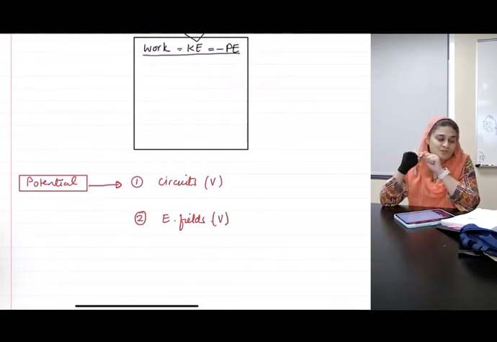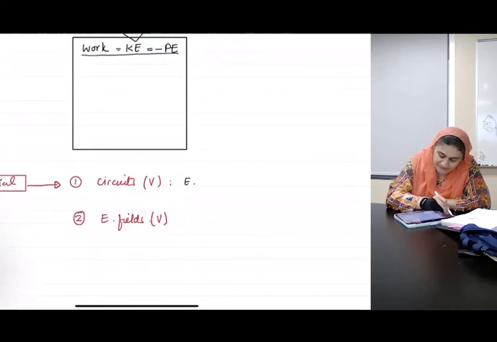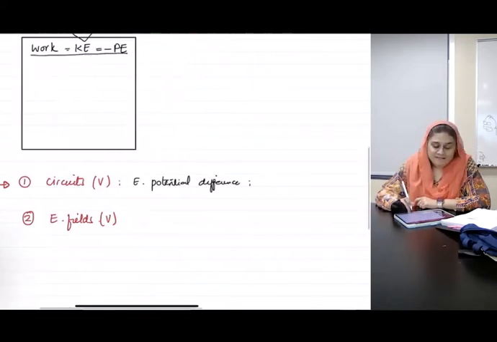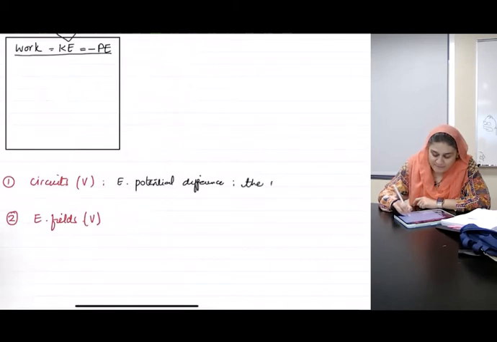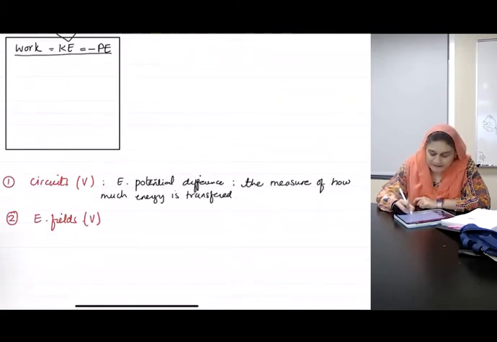So when you talk about circuits, you generally define this potential as electric potential difference. And that is defined as the measure of how much energy is transferred between 2 points in a circuit.